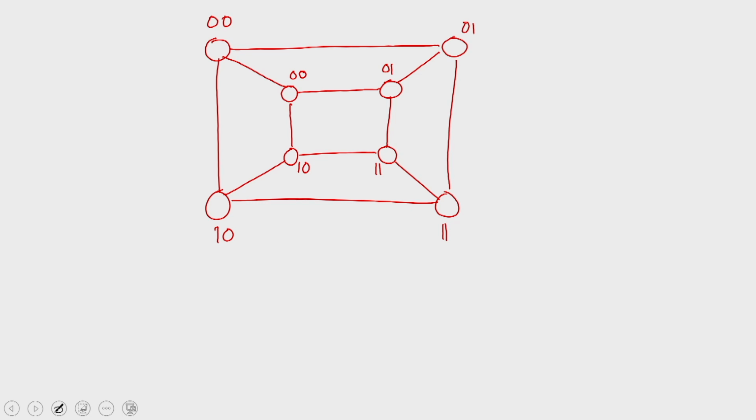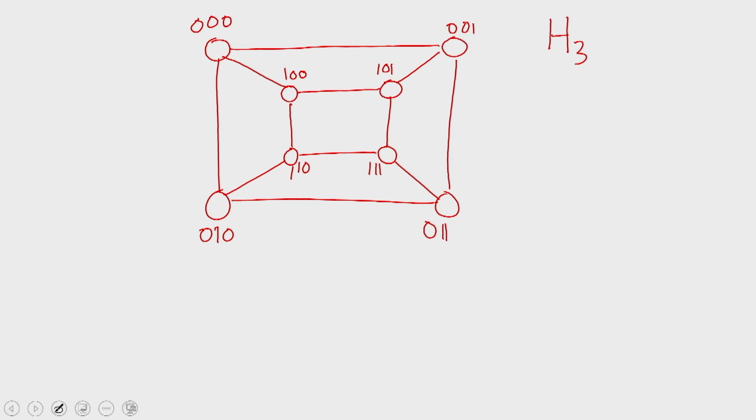Now to distinguish the two copies, we will add one extra bit. The four nodes of the outer cube are given a label of 0 and the four nodes of the inner cube are given a label of 1. So this is a hypercube of dimension 3.